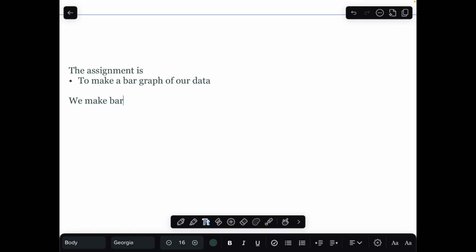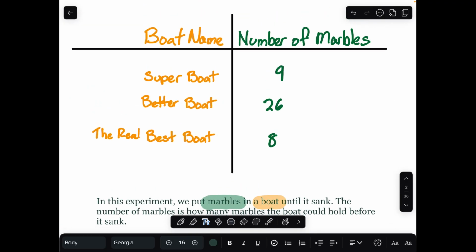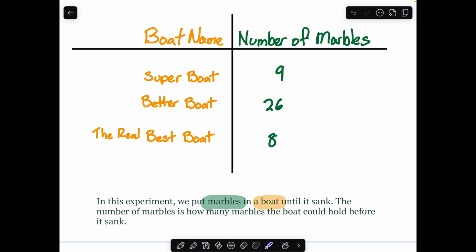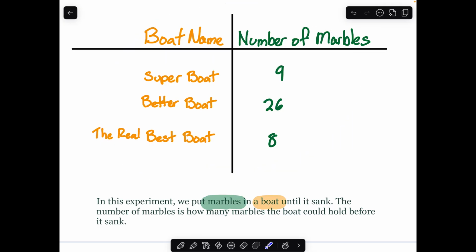We make bar graphs because it is easier to present data in a graph than it is on a table. As you put more and more numbers on a data table, it becomes harder and harder to see a pattern. So if we want to present our findings of which boat is going to be able to hold the most marbles, it's best to put it on a graph.